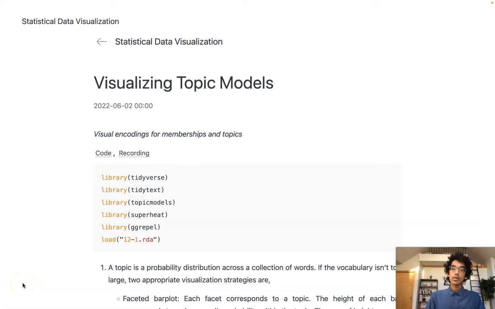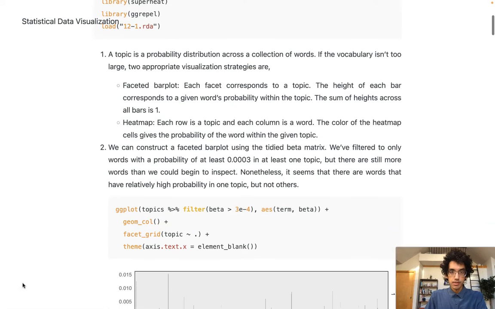Hello everyone, in this recording we'll discuss how to visualize the results from topic models. Remember there are two kinds of outputs, the topics and the memberships. We're going to study how to visualize them separately. So first, starting with the topics.